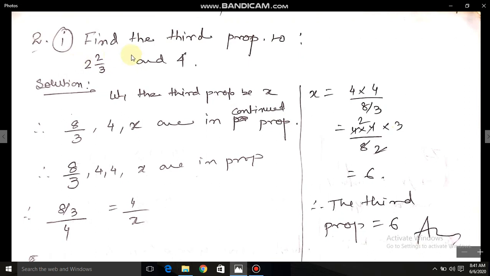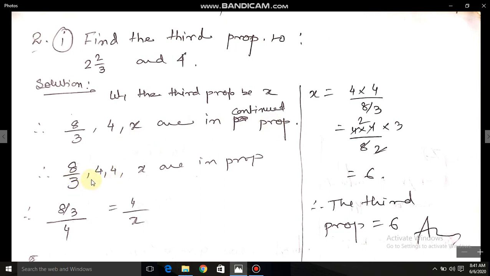Number 2. It says find the third proportional to 8 by 3 and 4. The two numbers are given and we need to find the third proportional. Third means the third number. So let the third proportional be x. So 8 by 3, 4, x are in continued proportion. Why continued proportion? Because we get only three numbers. Two numbers are given and we need to find only the third proportional, so we have only three numbers, that is 8 by 3, 4, x. x is the third proportional, that's why it's at last. So these three numbers are in continued proportion.